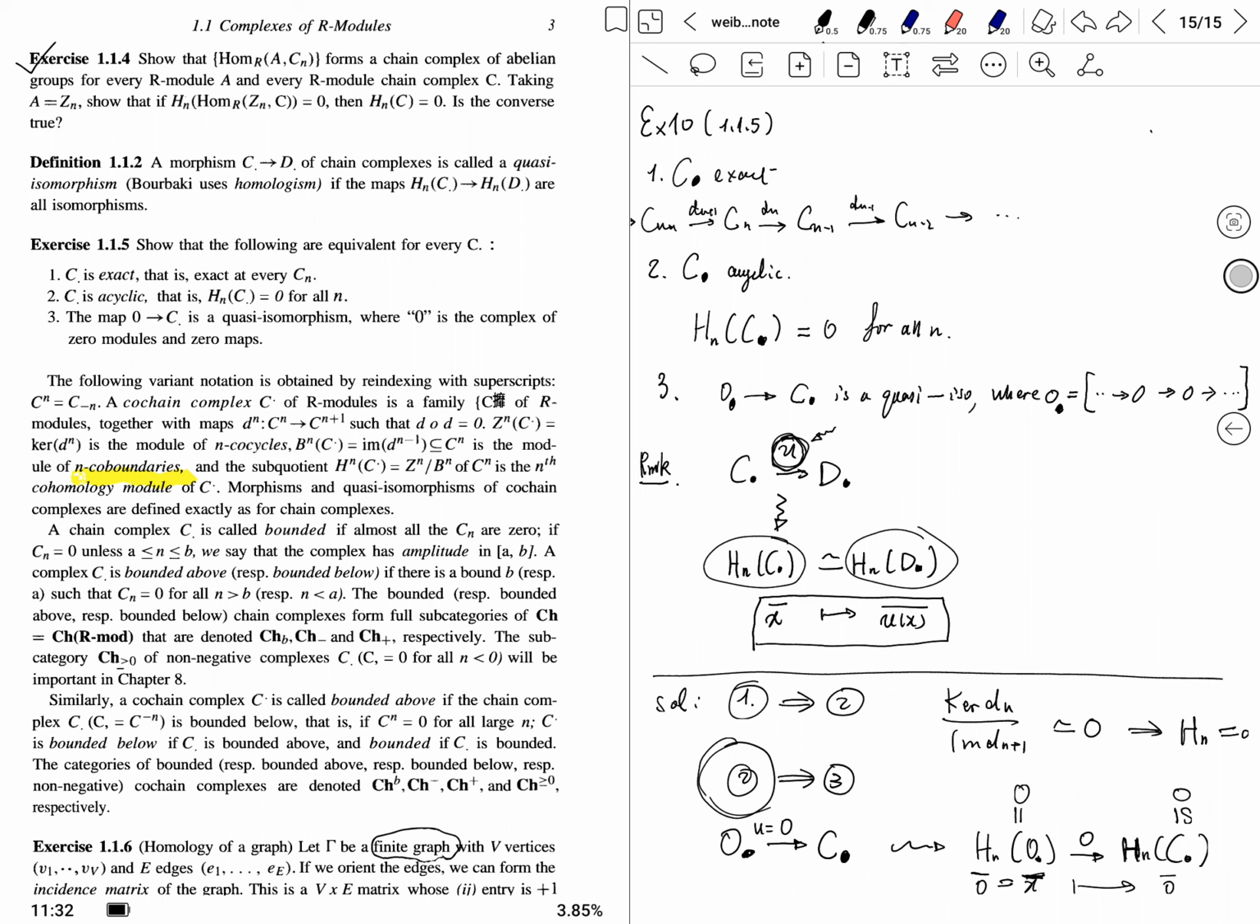Now 3 implies 1. It's because once you have a quasi-isomorphism to 0 through this 0 map, then it tells you in particular that H_n(C) is 0, and so it tells you that kernel equals image, and so we are done.